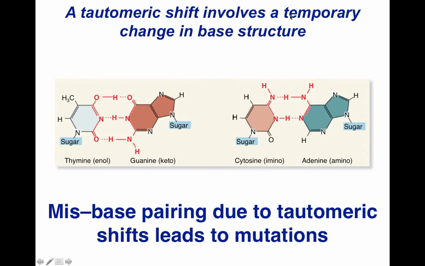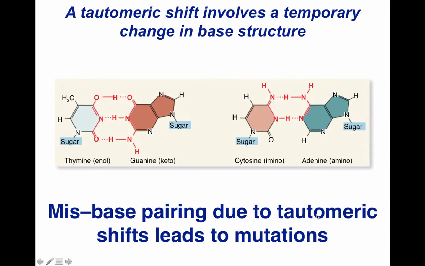Tautomeric shifts involve a temporary change in base structure. Here's a normal thymine-guanine. Oh, here's not a normal base pairing. Here's a tautomeric shift that creates a thymine-guanine base pair. And here's another tautomeric shift that creates a cytosine-adenine base pair. These are not the normal base pairs that you would see in DNA. They're a consequence of shifting the electrons around and having abnormal base pairing.